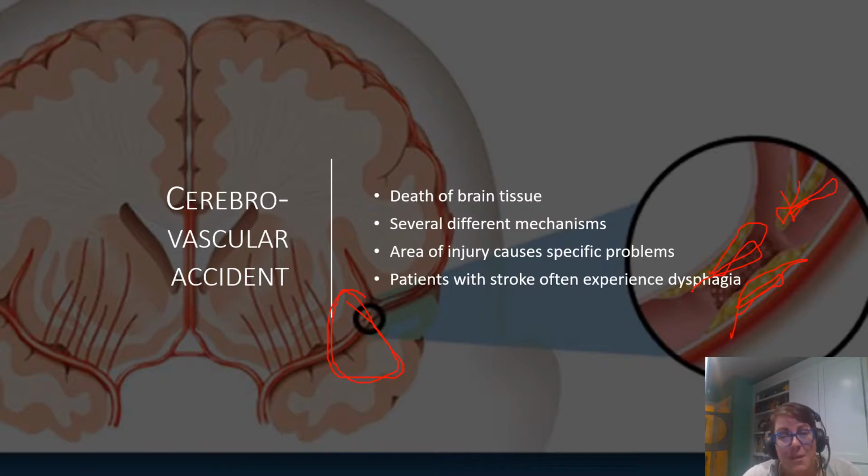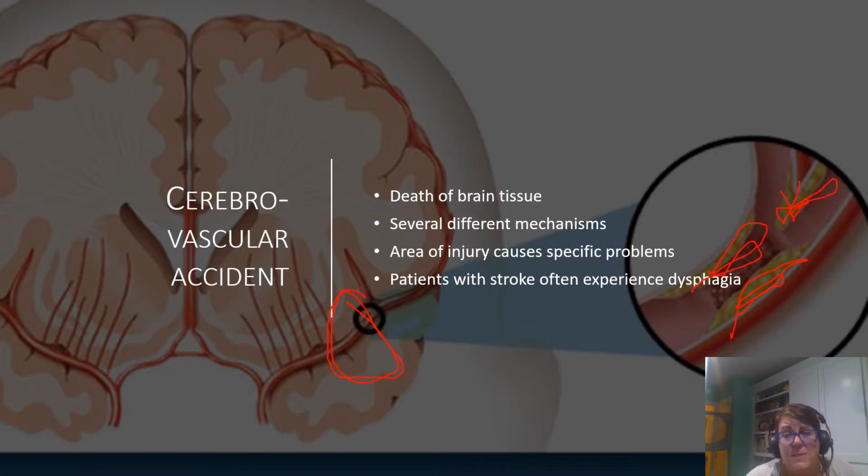These can be precipitated by atherosclerotic changes and complications like thrombosis and embolism, and this type of stroke accounts for 70 to 80% of all strokes. These are known as ischemic strokes. Another less common type of stroke is a hemorrhagic stroke, which may be caused by hypertension.